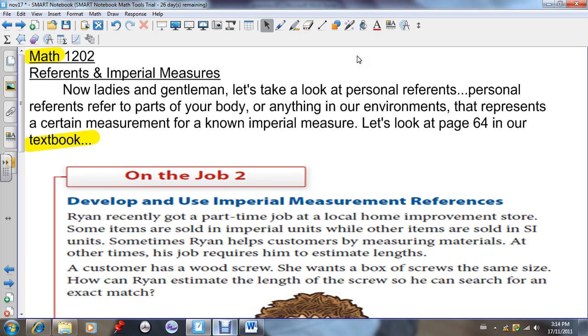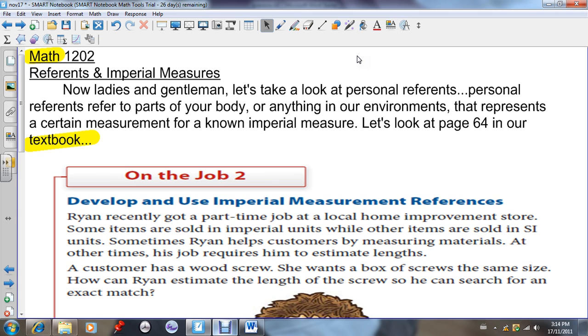A personal reference simply refers to a part of your body or anything we use in our environment that represents a certain measurement for a known imperial measure. So, the width of our little fingernail. Our fingernail is about 1 centimeter across. Your foot. How long do you think your foot is? Your foot is a foot. That is an imperial measure. Now, the last one I said, centimeter, is not imperial, so forget it.